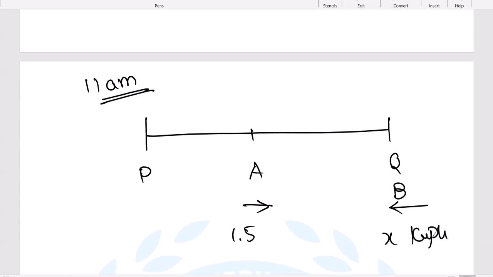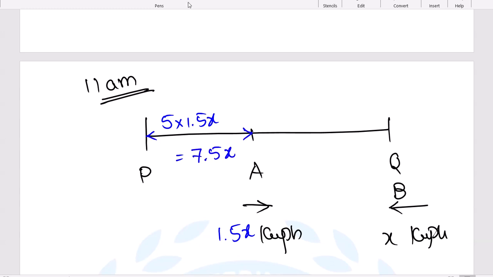Because it started at what time? It started at 6 a.m. 6 a.m. to 11 a.m. is 5 hours. So it has already covered 5 into 1.5x, 7.5x. It has already traveled 7.5x kilometers. 1.5x is the speed, 5 hours, 6 a.m. to 11 a.m. Now what is the remaining distance? It is 120 minus 7.5x. This distance should be covered.